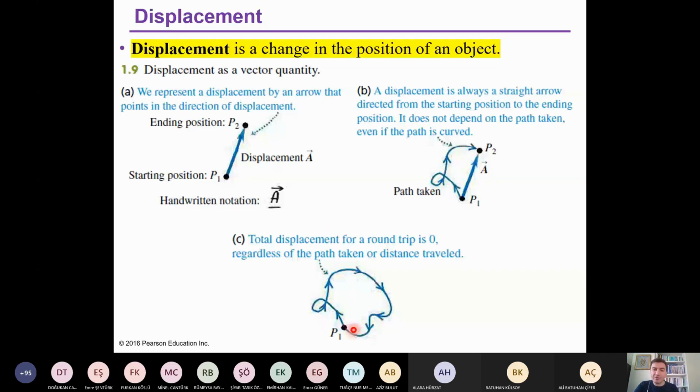So now let's have a look at this one. This is the first position and you follow this path and finally you come to that point. So the first point and the second point or last point are the same. So the total displacement is 0, okay? Displacement is 0 in that case.